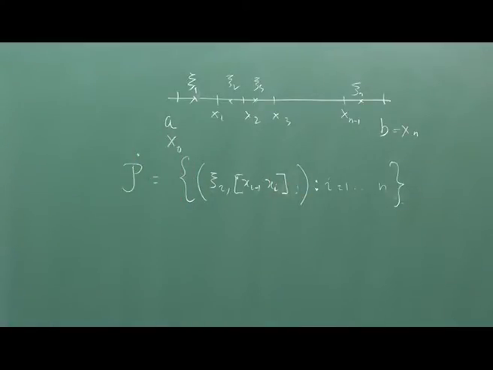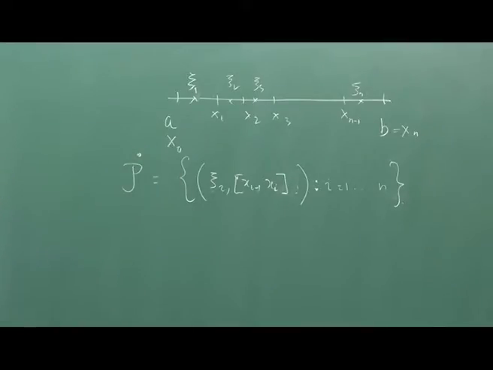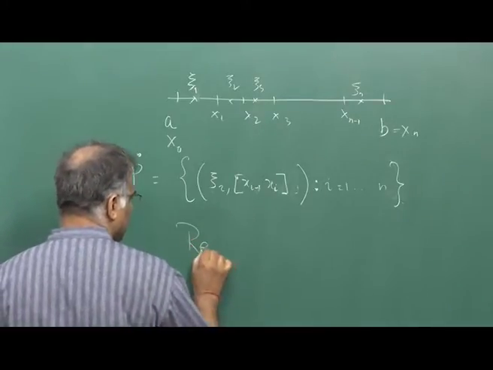So this is a partition, this is a tag partition. P dot is the sign which many people use and he is also using, which is standard. So what did Riemann actually do? What is the Riemann sum?